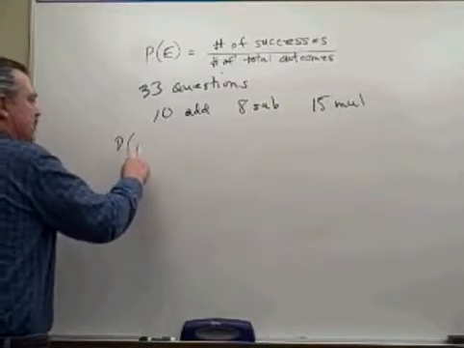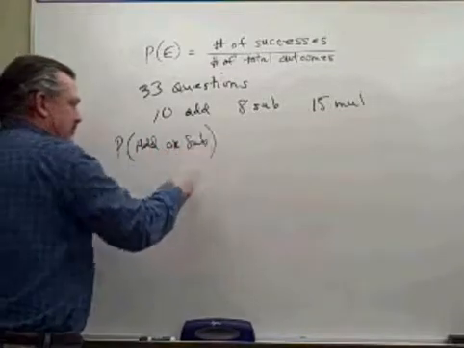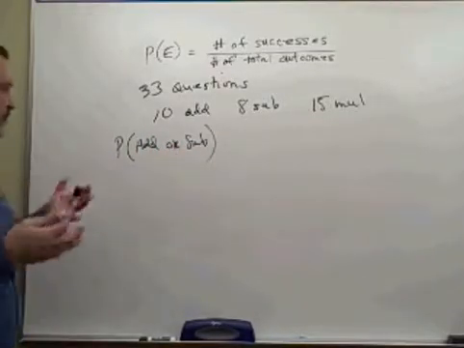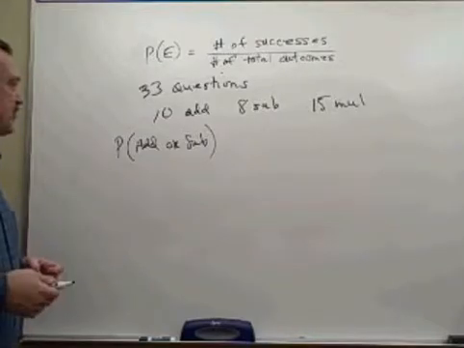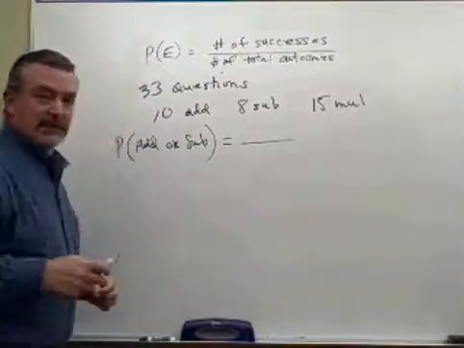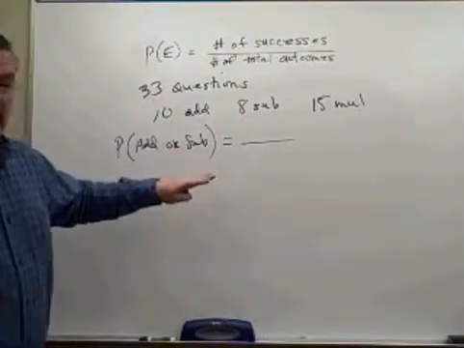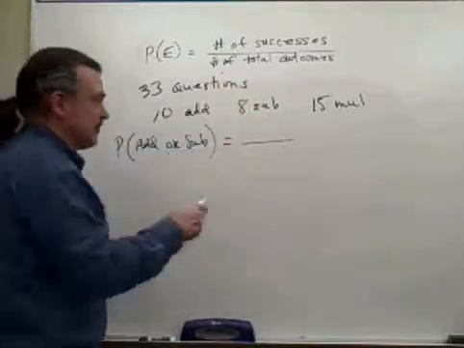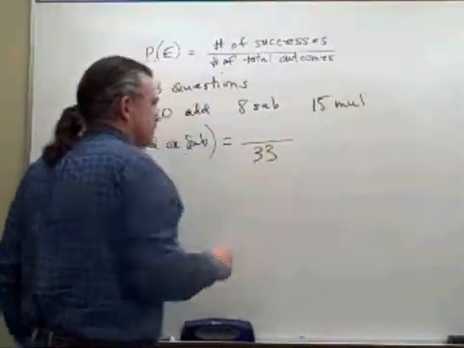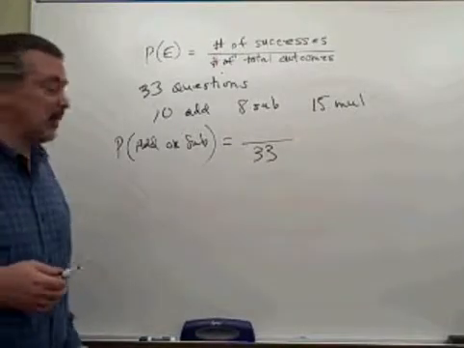So we want, what's the probability that we get an addition or a subtraction problem for that first problem that the computer would select? Well, the computer's just selecting one problem. If there are 33 total problems, then the total number of outcomes would be 33. There are 33 different ways that computer could select the first problem.